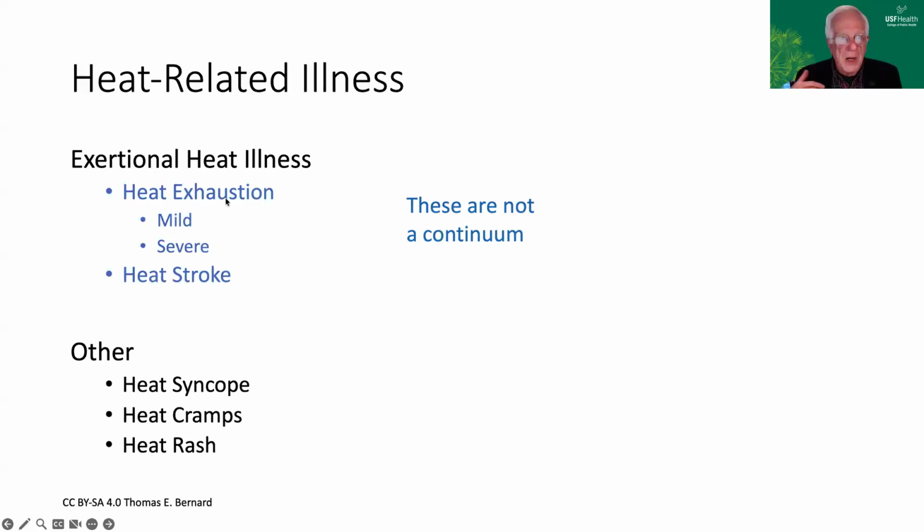And I'm going to talk about three: a mild heat exhaustion, severe heat exhaustion, and heat stroke. But I'm going to tell you right away that that's not a continuum. You don't start with mild heat exhaustion, go to severe, and then go to heat stroke. There are plenty of cases where people will go straight to a heat stroke, and they won't display any signs or symptoms of heat exhaustion. So heat stroke really is a pernicious kind of heat illness that we need to be aware of.